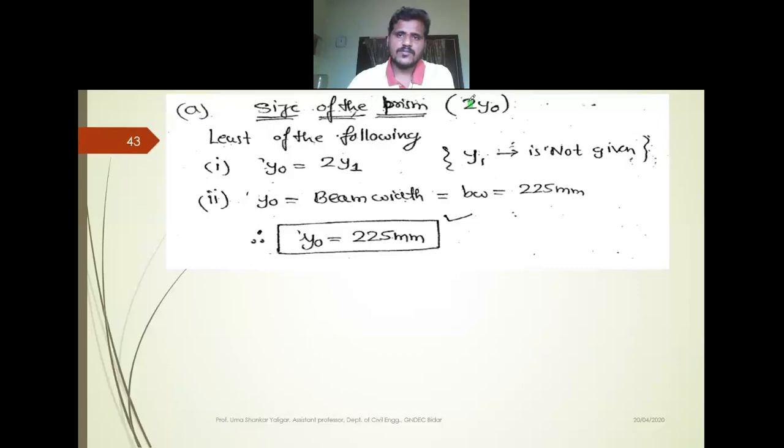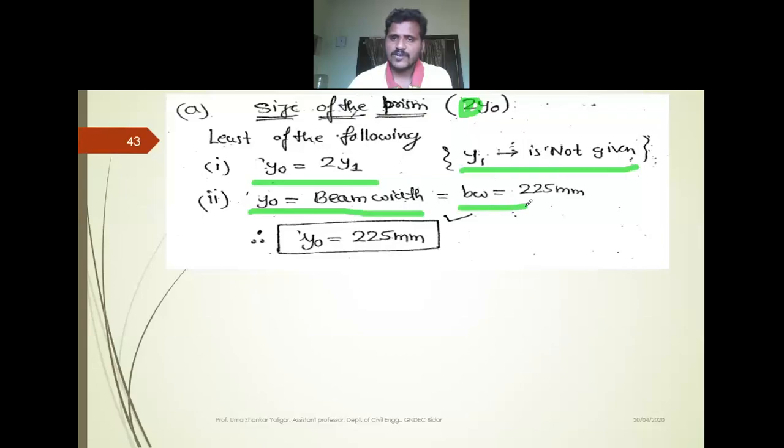Then the size of the prism, y naught. We know that y naught is equal to 2 times y1, but here y1 is not given in the question, as already seen. That's why we can go for the second condition, y naught is equal to the width of the beam. As it is an I section, we can take bw. bw is 225. As there is only one value, we can directly take the depth of the prism as 225 mm.